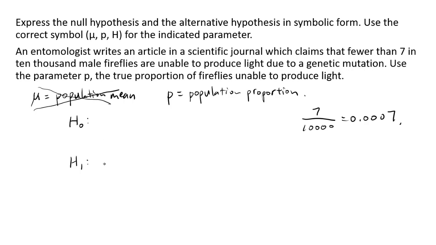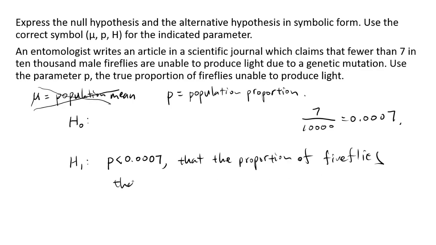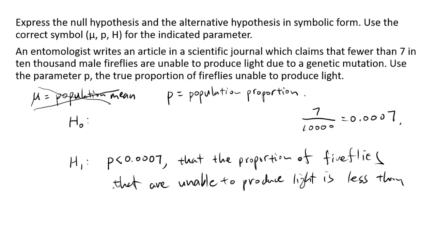So let's write that down. So simply, you're trying to prove that P is less than 0.0007, that the proportion of fireflies that are unable to produce light is less than 7 out of 10,000.